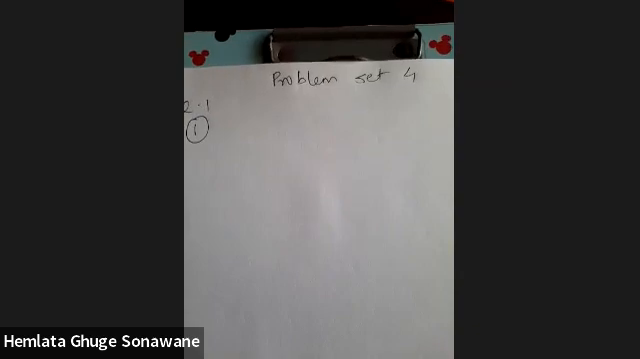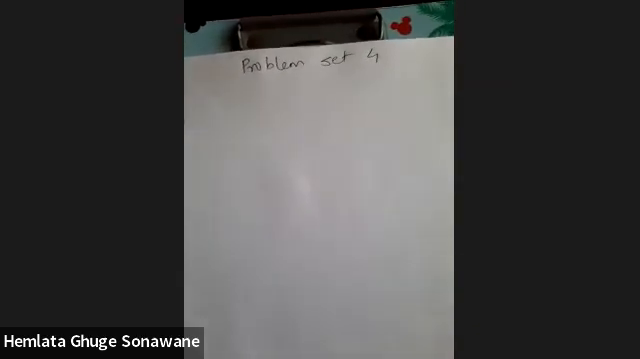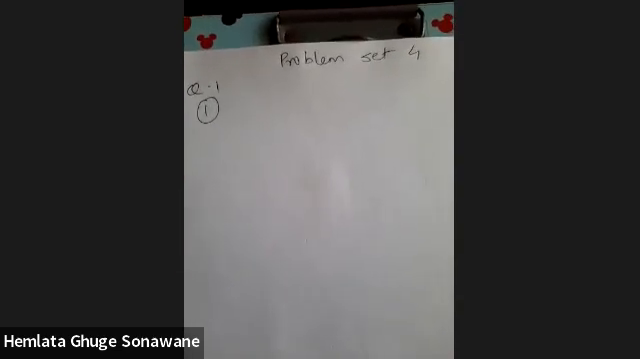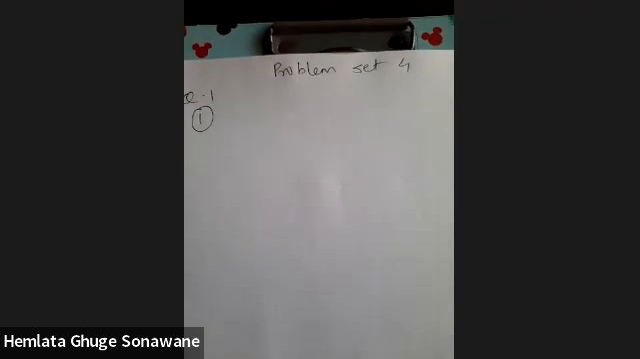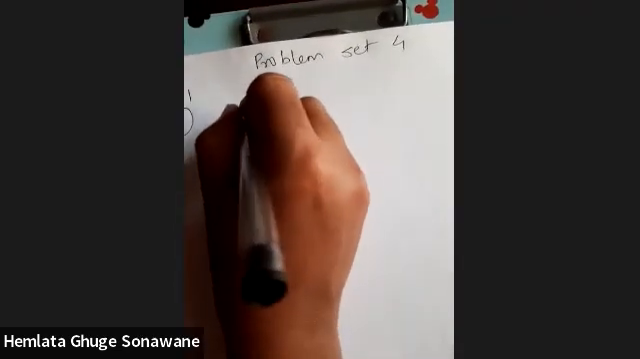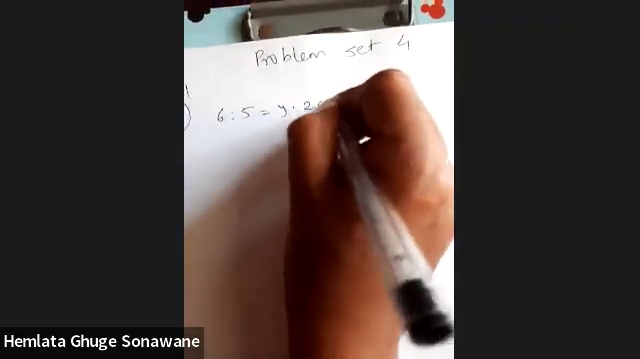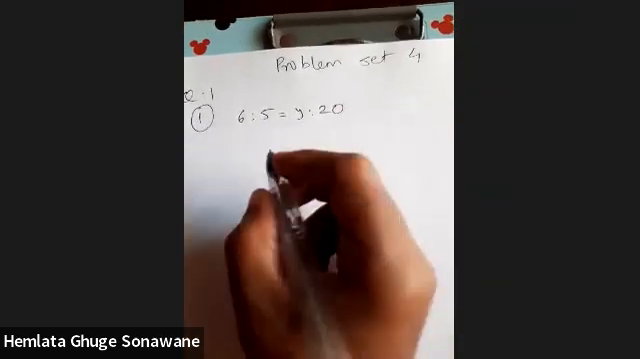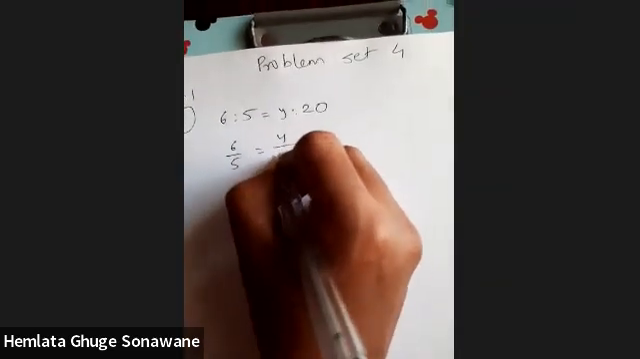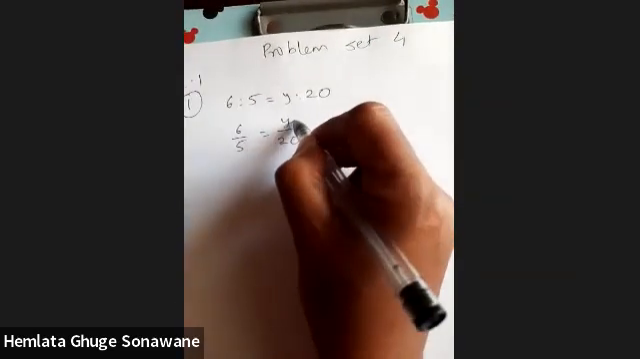Select the appropriate alternative answer for the following question. First one is, if 6 as to 5 is equal to y as to 20, then what will be the value of y? Now what is given? 6 as to 5 is equal to y as to 20. Now this we can write down as 6 upon 5 is equal to y upon 20. Now we have to find out the value of y.